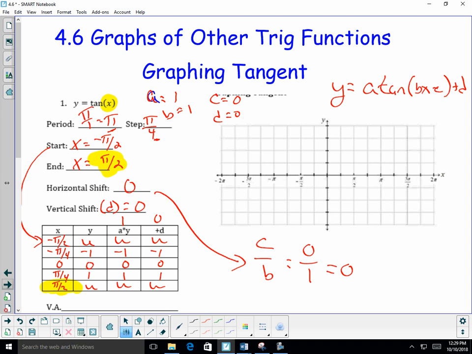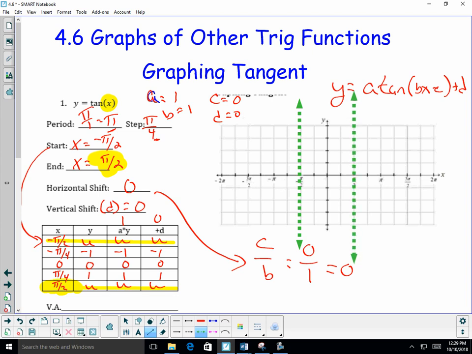So when I go to graph these, the first thing I'm going to do is put in my vertical asymptotes. My vertical asymptotes are going to be this negative pi over 2 and this positive pi over 2. So that's the first thing you should do, is put in your vertical asymptotes. You're going to draw a dashed line for those. So I'm going to have a vertical asymptote at negative pi over 2 and then one at positive pi over 2.